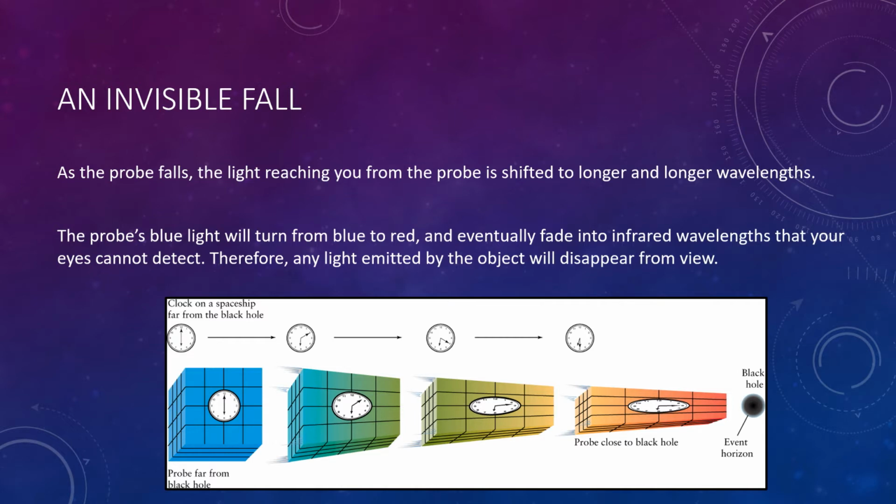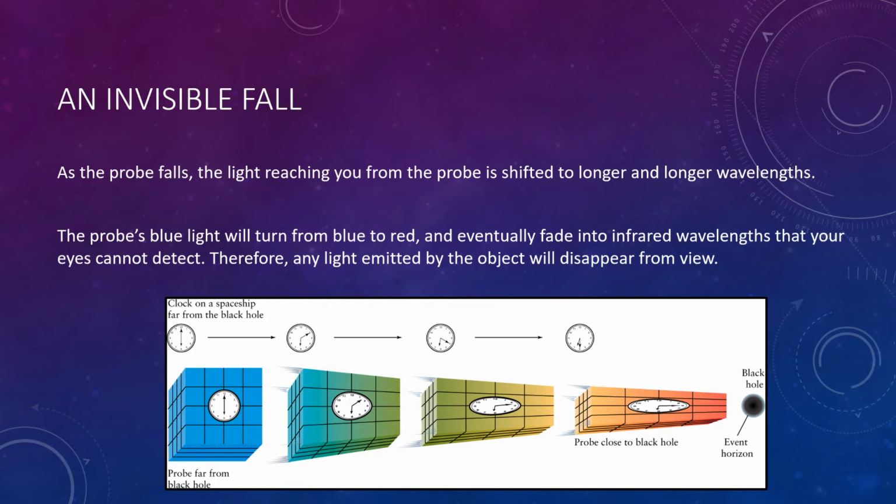As the probe falls, to watch these effects, we would need special equipment. The reason for this is the gravitational redshift, and hence why we started out saying that the object is blue. As the probe falls, the light reaching you from the probe is shifted to longer and longer wavelengths. The probe's blue light will turn green, then yellow, and then red. And then it will continue along the electromagnetic spectrum and eventually fade into the infrared wavelengths that our unaided eye cannot see. Therefore, while the object appears to never cross the event horizon because it takes forever to fall, any light that it emits anyway will be disappearing from view and it will vanish. So either way, we won't see it.